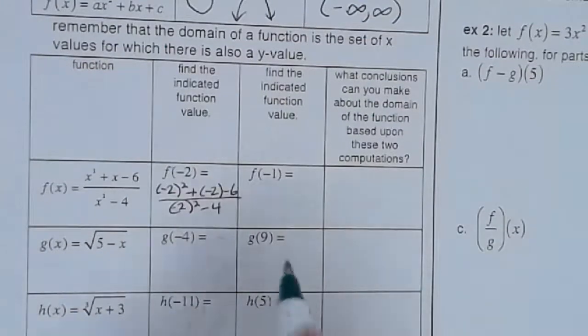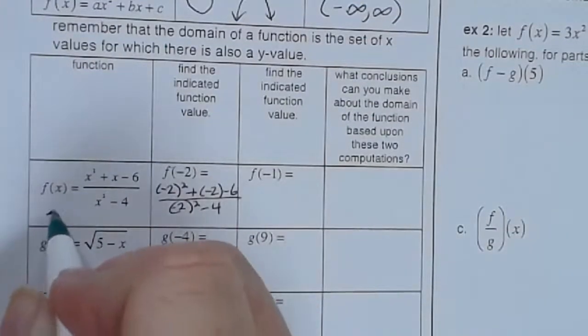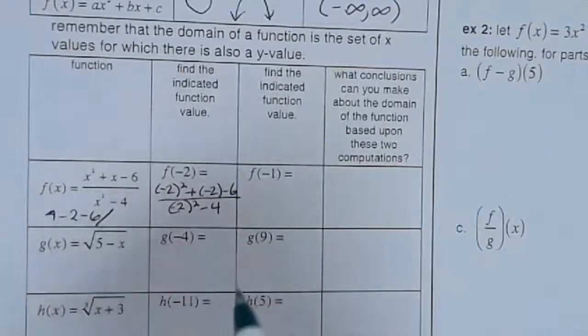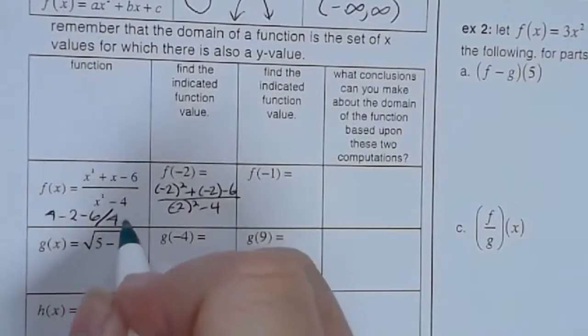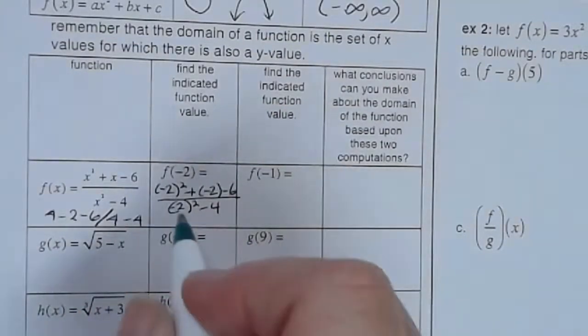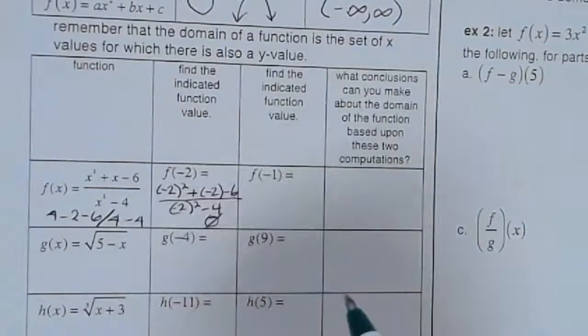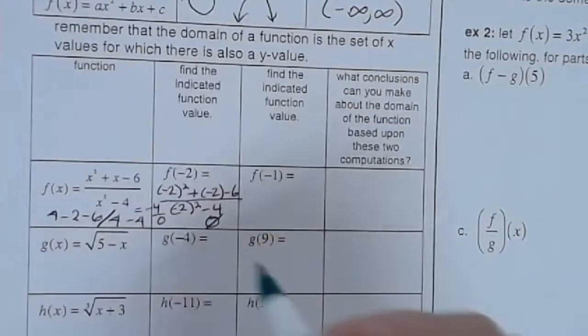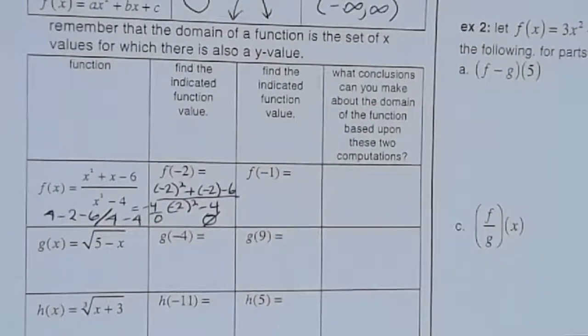If we work that out, I'm going to kind of put it over here. We get 4 minus 2 minus 6 all over 4 minus 4, which means there's no solution because we end up getting negative 4 over 0, and there can't be a 0 in the denominator.